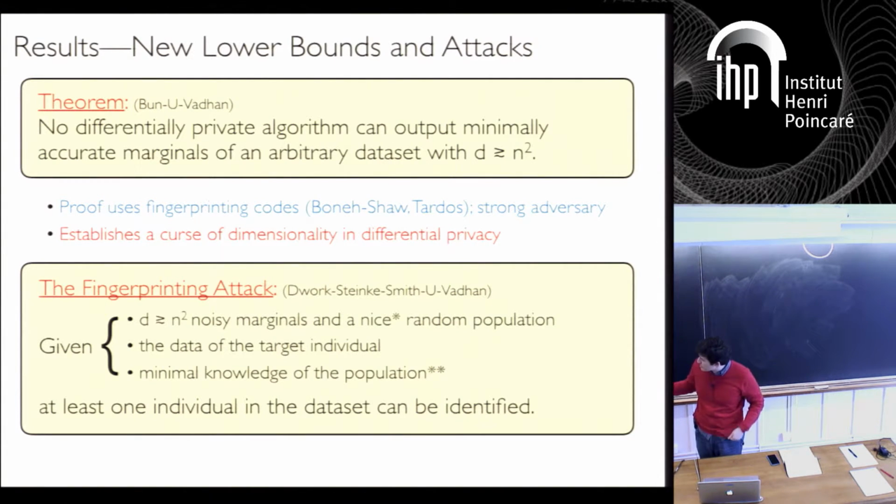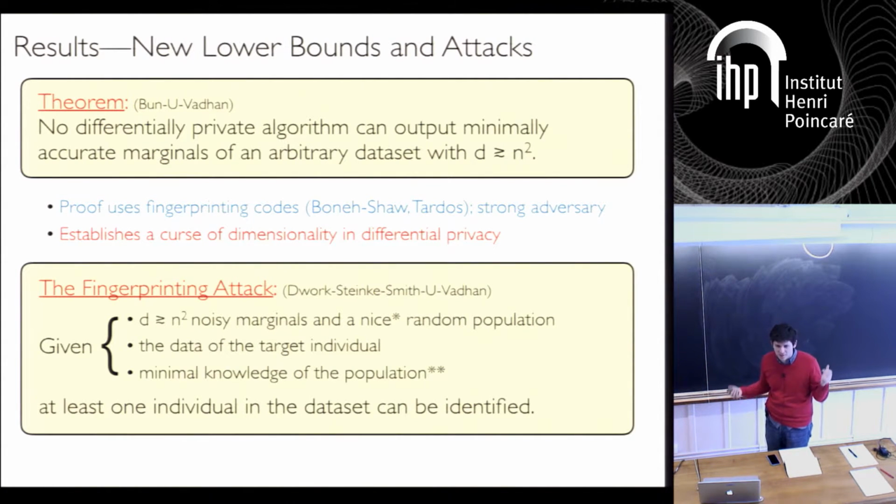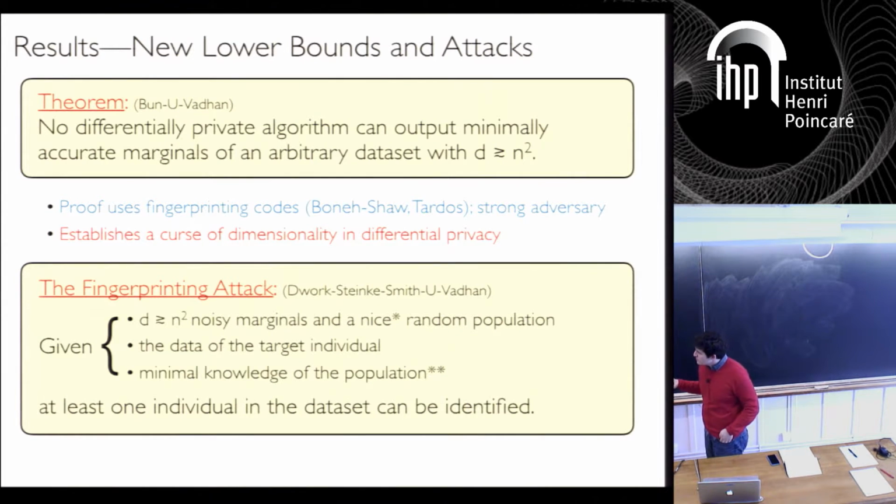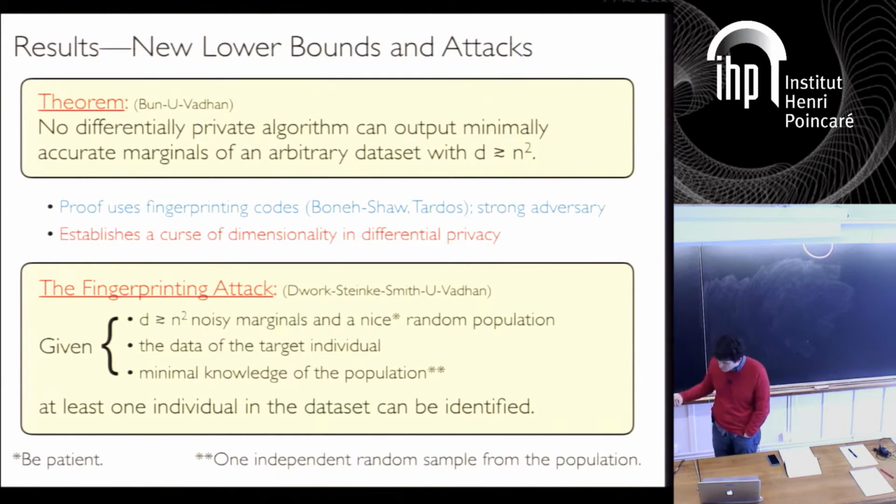Okay, so what are our assumptions? We have high dimensional data. And as I said, the population itself needs to be chosen in a nice way, which I'll talk about. We need the data of the target individual, just like this Homer et al. attack. Another feature of this attack is that we don't need very much information about the population. We just need a single random sample from the population. I don't need to know the marginals, I just need a single sample. So when I say minimal knowledge of the population, we just need this one independent random sample.